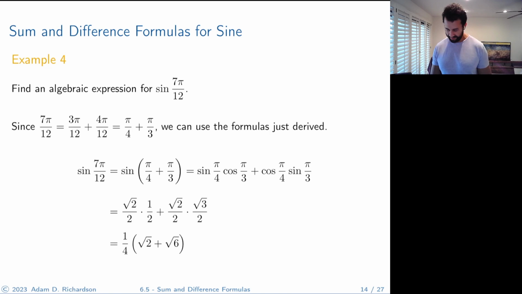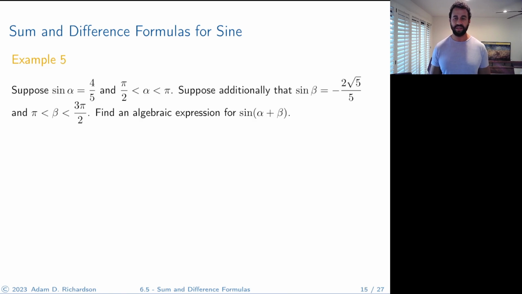All right. Okay, so what's next? Let's try this example. Let's say that we know that sine of alpha is 4 over 5, and we know that alpha is in the second quadrant. So alpha is between pi over 2 and pi, right? So you can think about the unit circle. Alpha's over there somewhere. We're also going to suppose that sine of beta is equal to this value right here.